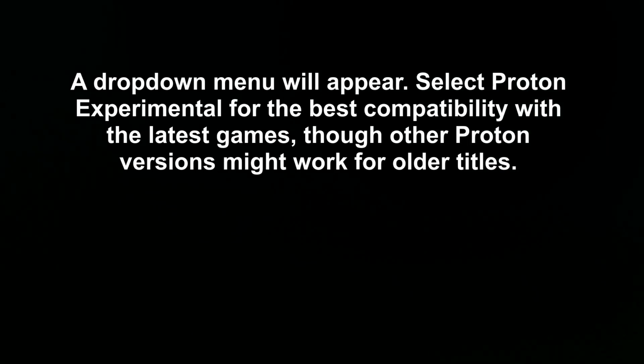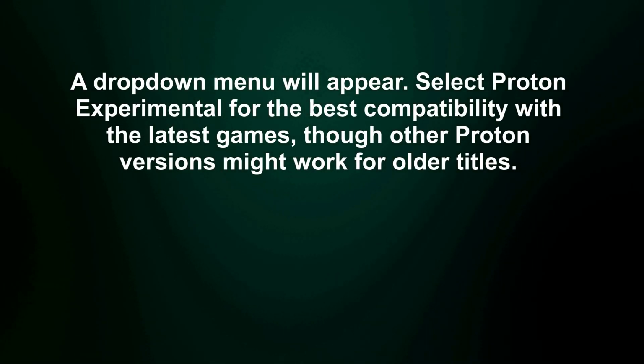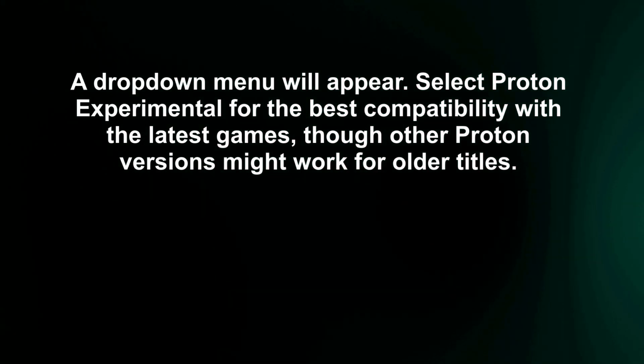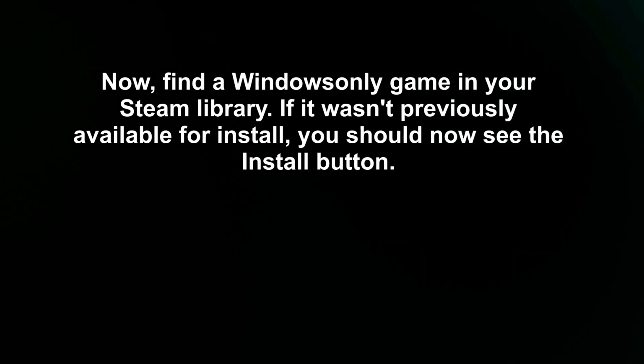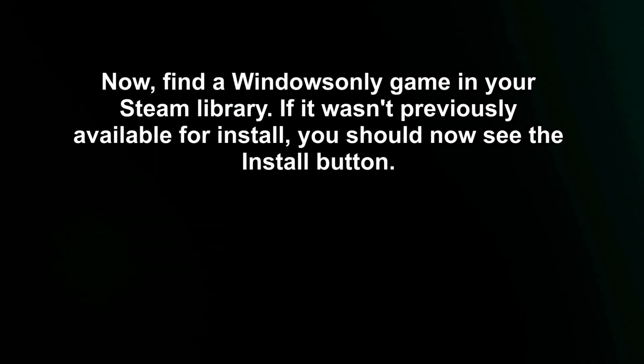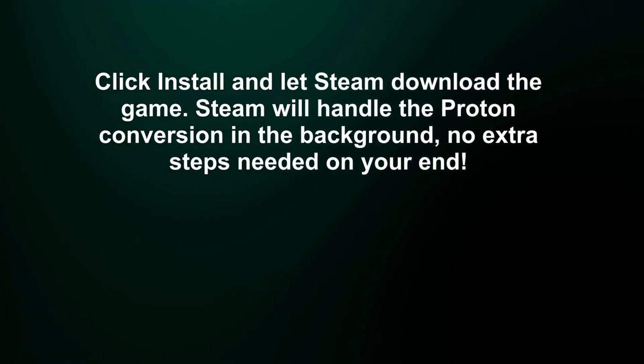A drop-down menu will appear. Select Proton Experimental for the best compatibility with the latest games, though other Proton versions might work for older titles. Now, find a Windows-only game in your Steam library. If it wasn't previously available for install, you should now see the Install button. Click Install and let Steam download the game.